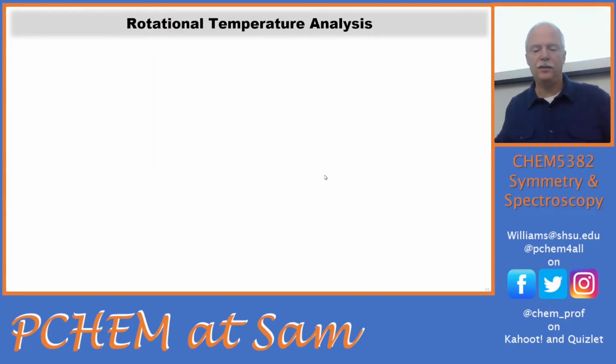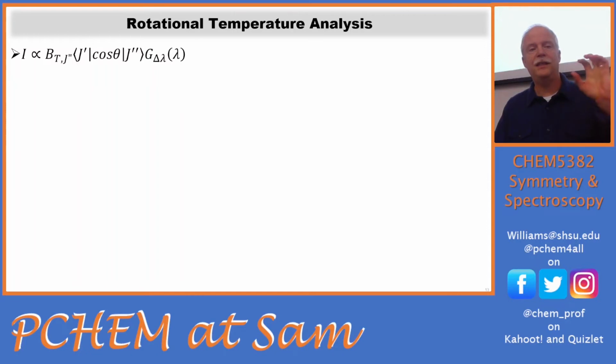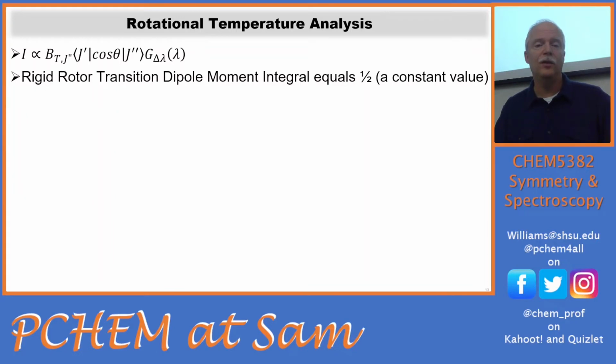Okay, let's shift gears a little bit to analyzing the temperature of this gas. So this is the intensity. It's related to the Boltzmann factor, the transition dipole moment integral, and then the line shape function. The line shape function doesn't change the intensity, it just smears it out. If we go through the analysis of that transition dipole moment integral, it gives a constant value. It sums to 1/2 actually, and so it's a constant for all the transitions. So the only thing that changes the intensity from peak to peak is the Boltzmann factor.